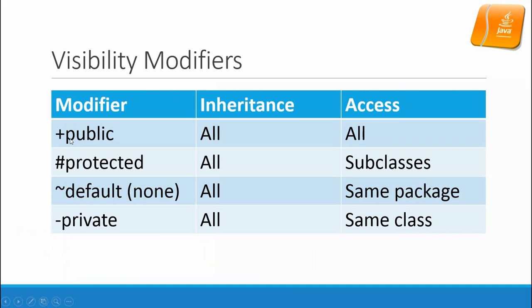Visibility modifiers public, protected, default, or private can all be inherited. But for access, public is for all, protected only for subclasses, default for the same package, and private for the same class.